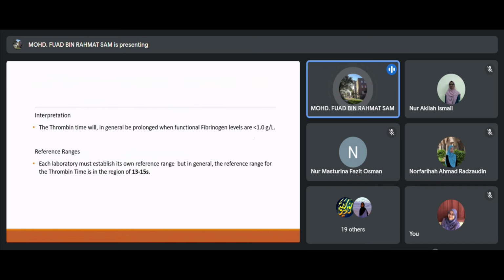Okay, interpretation. The thrombin time will in general be prolonged when functional fibrinogen levels are less than 1 gram per liter. And the reference range, each laboratory must establish its own reference range, but in general, the reference range for the thrombin time is in the region of 13 to 15 seconds. Lebih rendah daripada masa yang digunakan untuk measure the APTT. Okay. Sebab dalam TT lebih singkat lagi pathway dia. Alright.